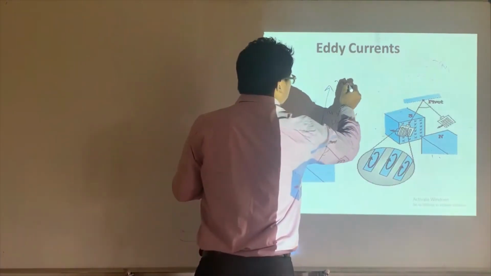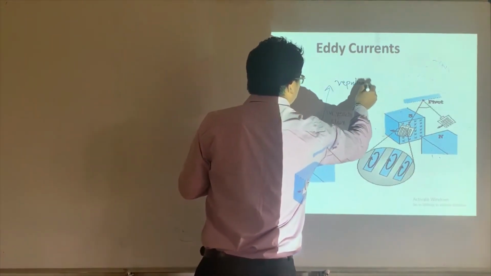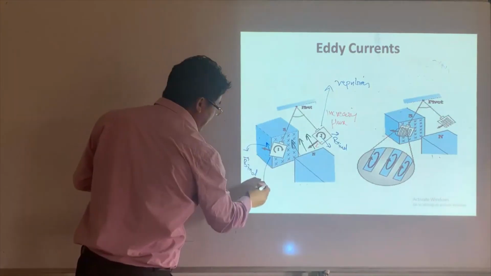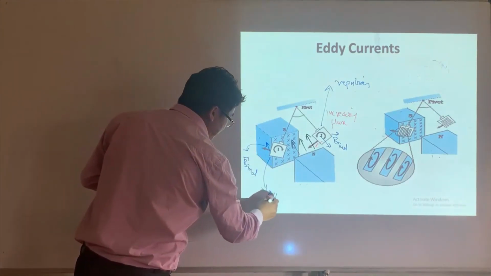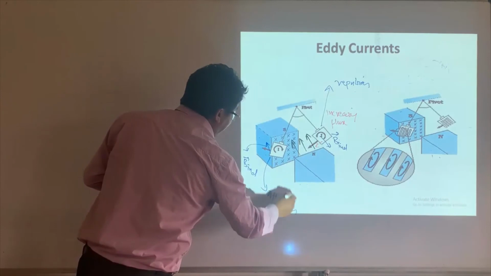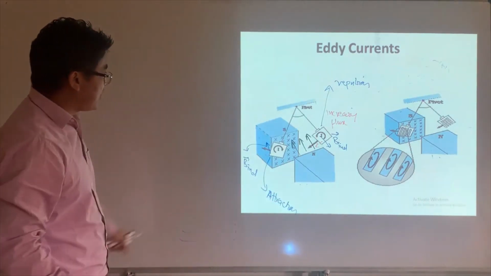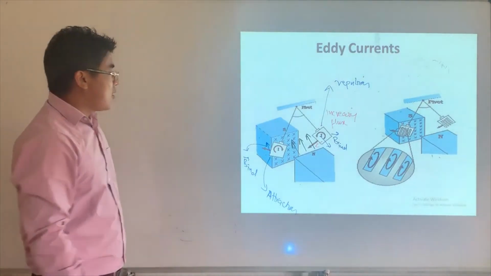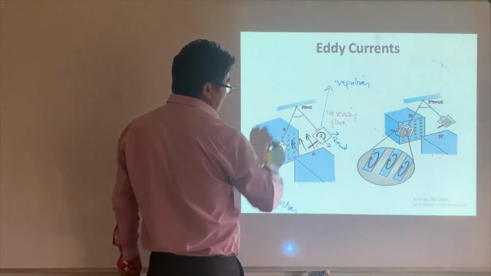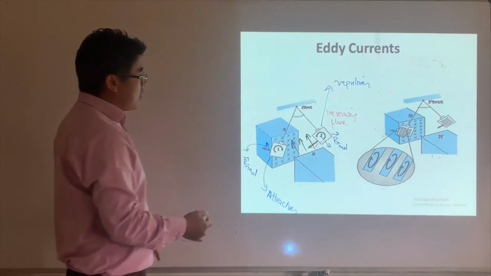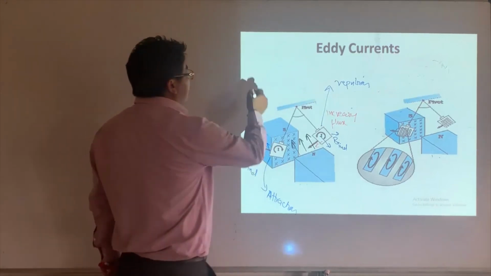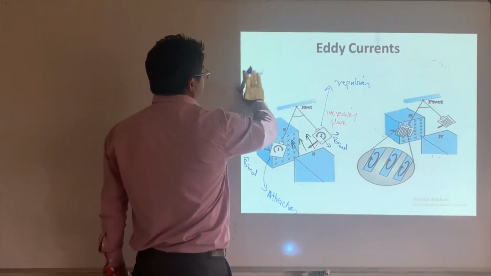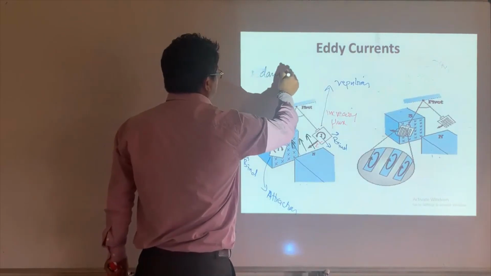Therefore this side experiences repulsion, and this side experiences attraction. Why attraction? The fields are along the same direction. This field is along the direction of the magnetic field. Why repulsion? This field is opposite to the direction of the magnetic field. Therefore it induces damping, right? Damping is done.